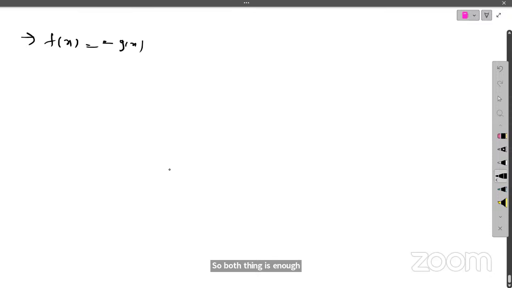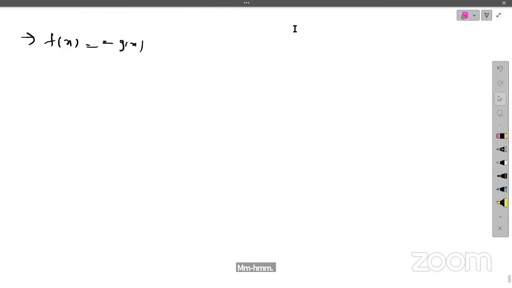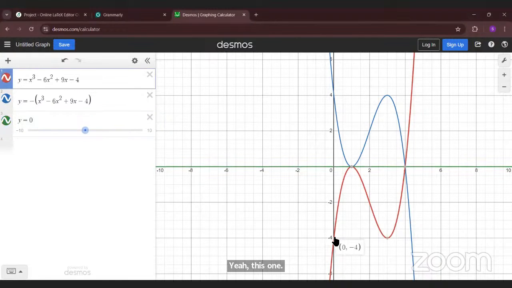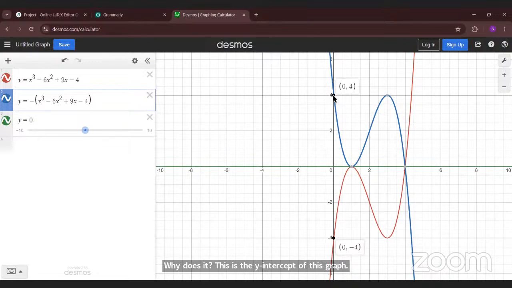Ma'am, can you please show the graph again? There is one question asking whether there is a y-intercept in that one, so I can take a snip of it and answer. Yeah, this one. This is the y-intercept of this graph. And if it is minus 4, then it should be plus. Okay, thank you.